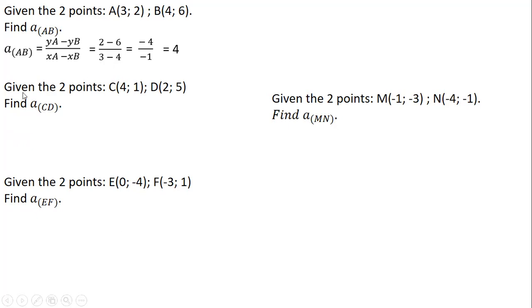Sarah, read. Given the 2 points C with the coordinates 4 and 1, and D with coordinates 2, 5. Find the slope of CD. Yes, what does the slope of CD equal? Slope of CD equal to what? The slope of CD.